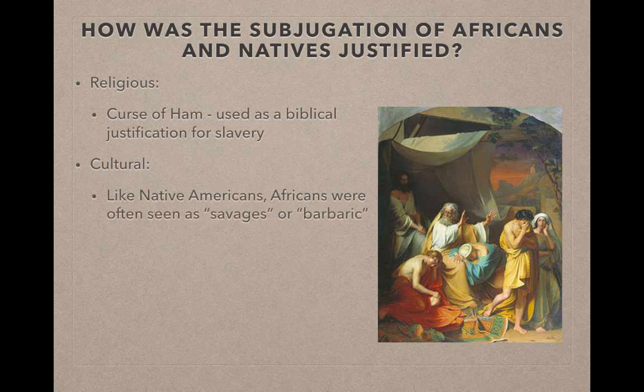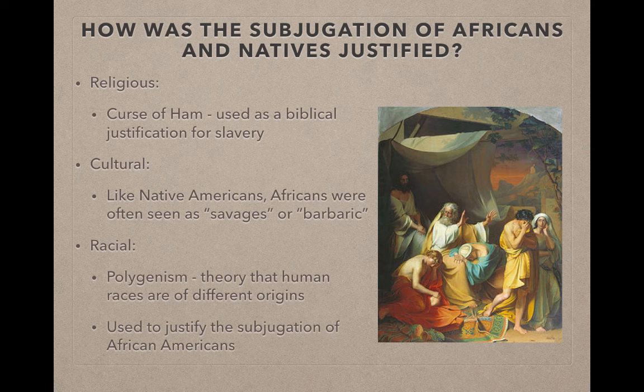Culturally, like Native Americans, Africans were also seen as savages or barbaric, as I just mentioned. And then racially, there was this theory of polygenism, which is a theory that human races are of different origins. And people would argue that Africans and Native Americans were less civilized than whites. And this was used to justify the subjugation of African Americans, in particular in the Americas.